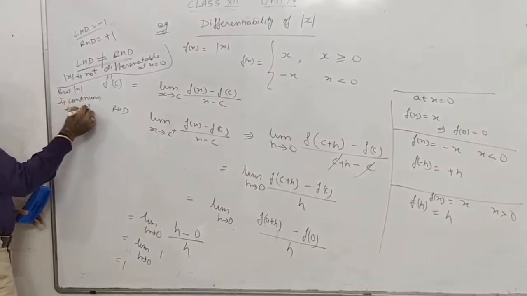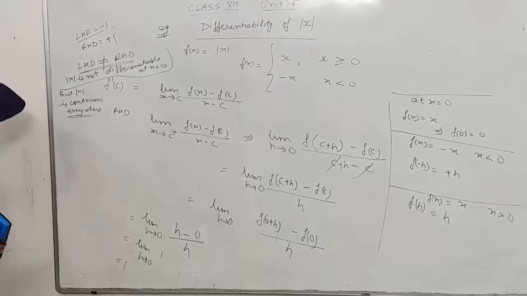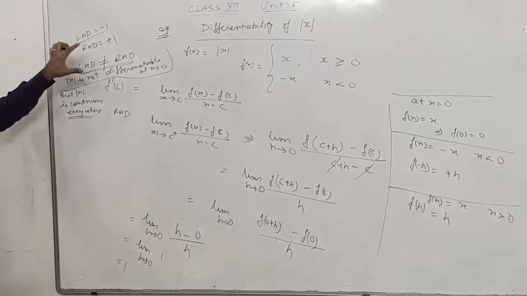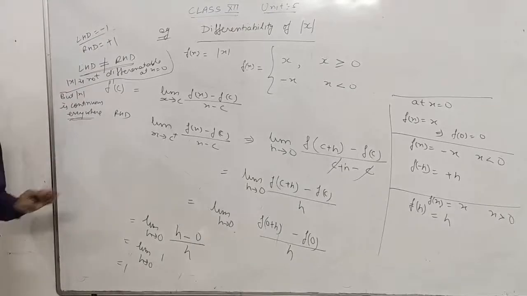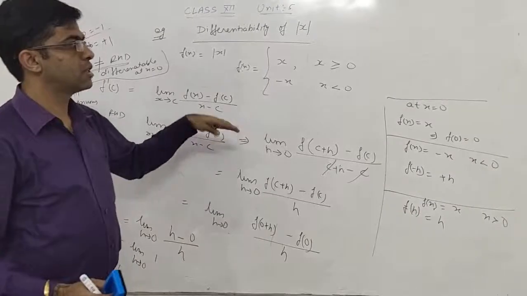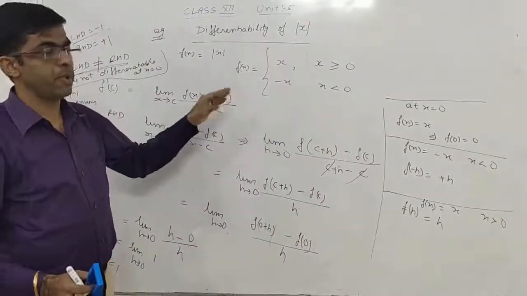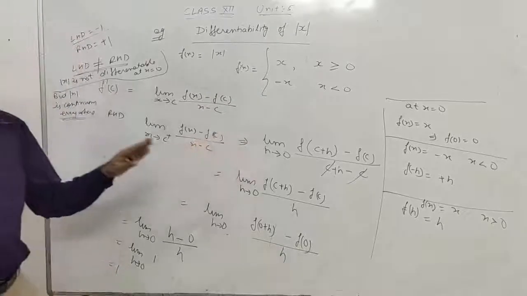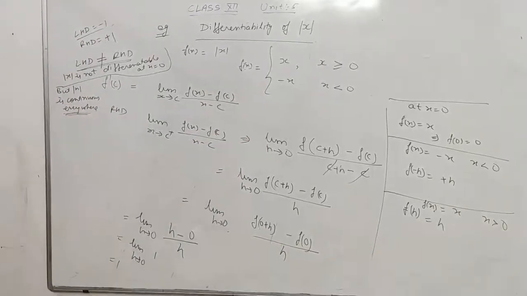We know that the mod x function is continuous everywhere, but here we have seen that this mod x function is not differentiable at x equals 0. So it is not true that all continuous functions are differentiable. They may or may not be differentiable. वो हो भी सकते हैं और नहीं हो सकते. So this is the example.